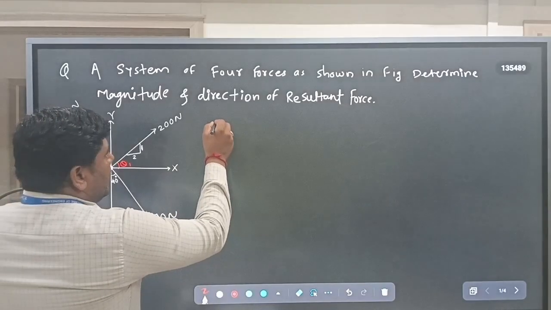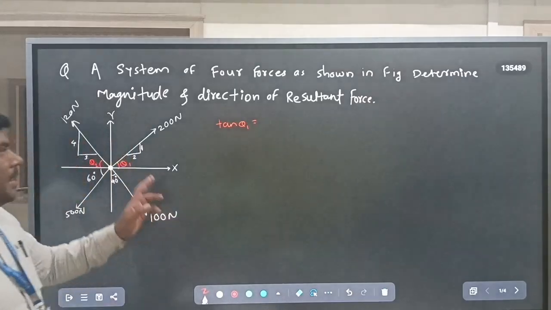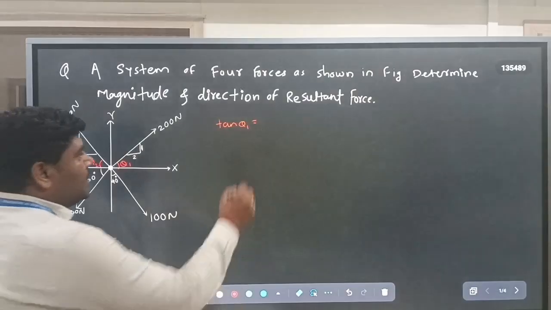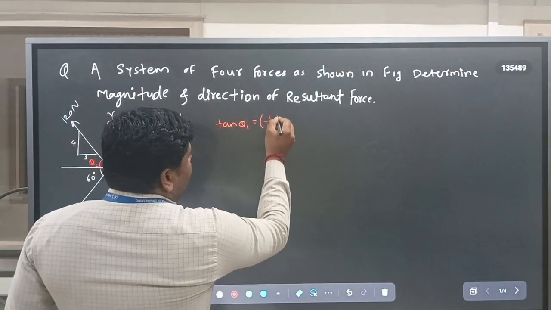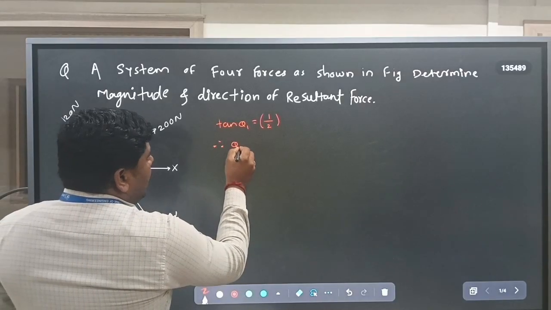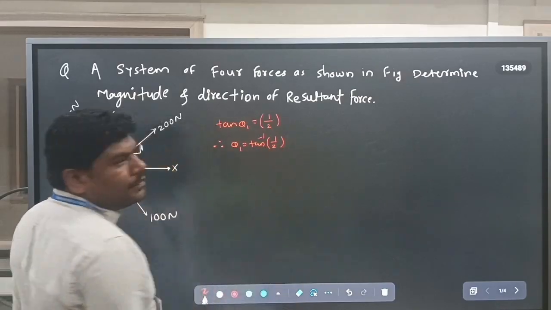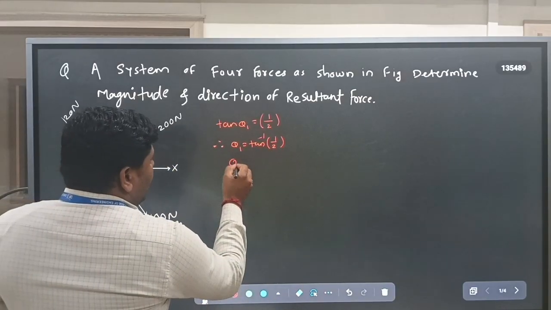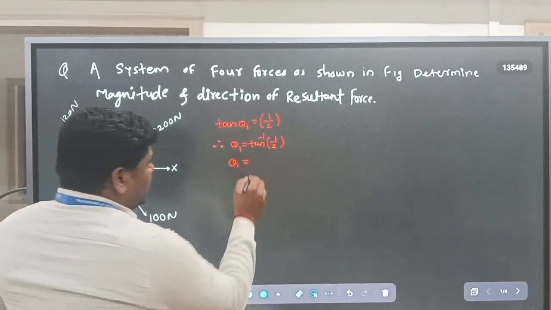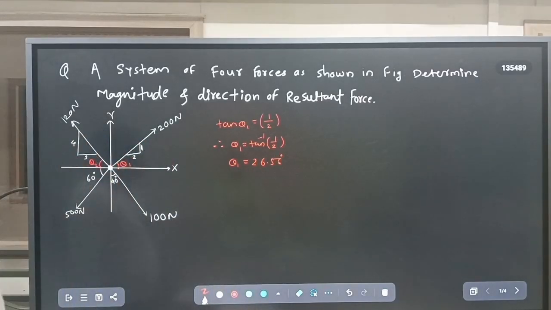Now tan θ1 is nothing but what? Tan is nothing but opposite side upon adjacent side. So opposite side है आपकी 1 upon 2. Okay. Therefore, θ1 is equal to tan inverse of 1 by 2. Okay. And the value of θ1 on calculator we get 26.56 degree. Similarly for θ2.